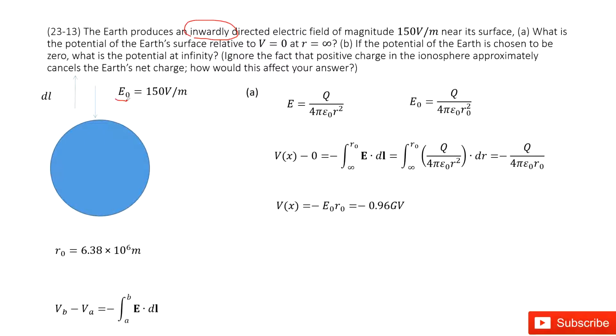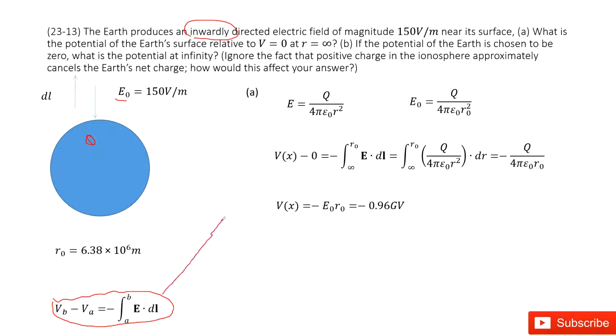E naught. Next one, what is the potential difference of the surface relative to V equal to 0 at R equal to infinity? So for this one we consider this function in our textbook, right? We know the Earth is a spherical object. If it carries the charge Q, the electric field can be written as Q divided by 4 pi epsilon naught R squared, and it points inward. This is given to us at the surface. The E naught is Q divided by 4 pi epsilon naught R naught squared.